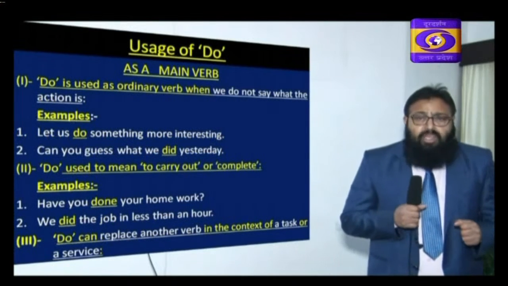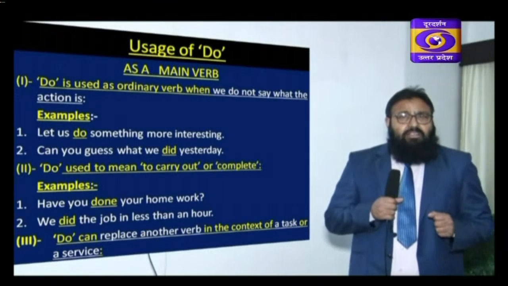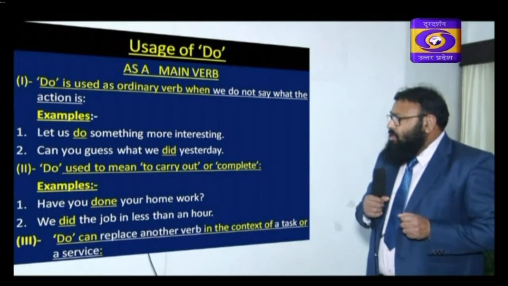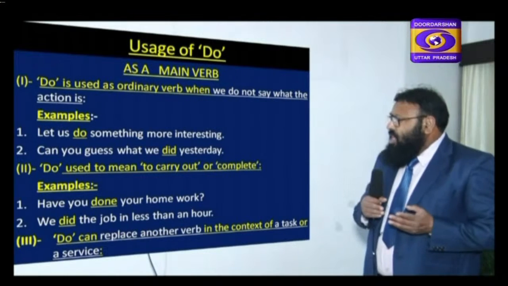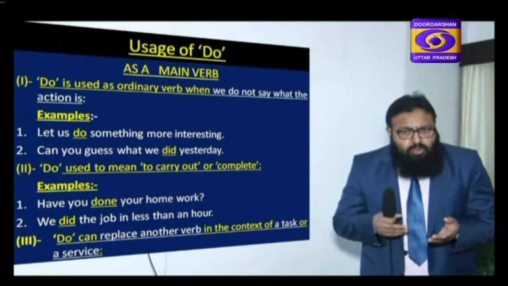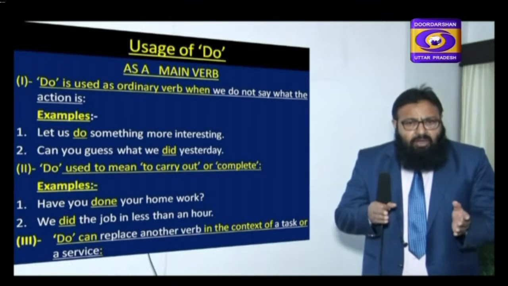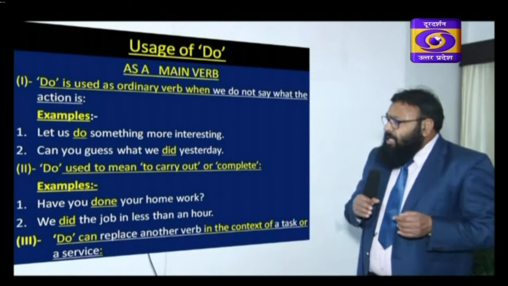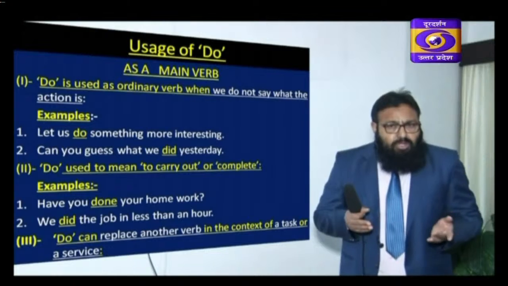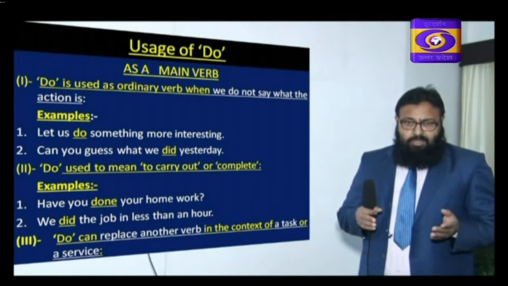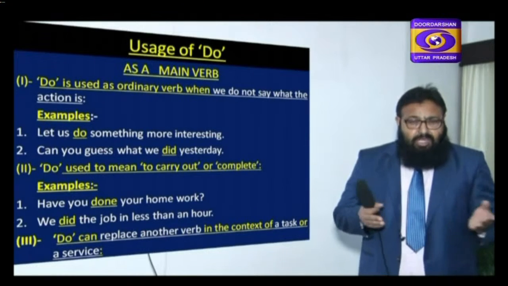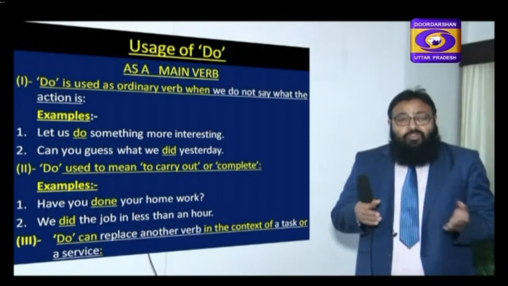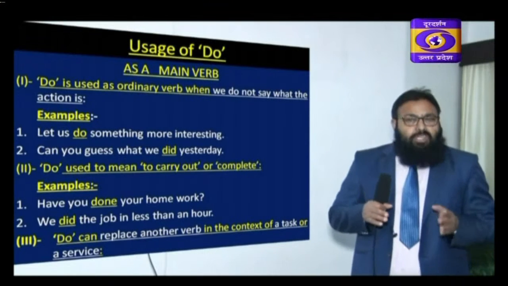Now children, we are moving on to the second usage of do, and here it is a main verb. As a main verb, do is used as an ordinary verb when we do not say what the action is. When we don't want to specify what the action is, we make use of do instead of the original verb. Examples are, let us do something more interesting. We don't want to specify what we want to do. Perhaps we wanted to play, run, read, or have fun, and so forth. So we don't want to specify the action, so we use do.